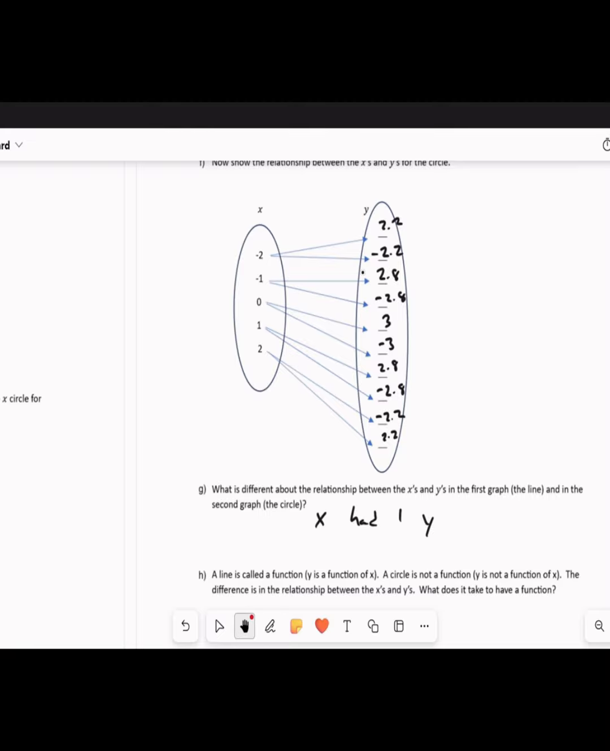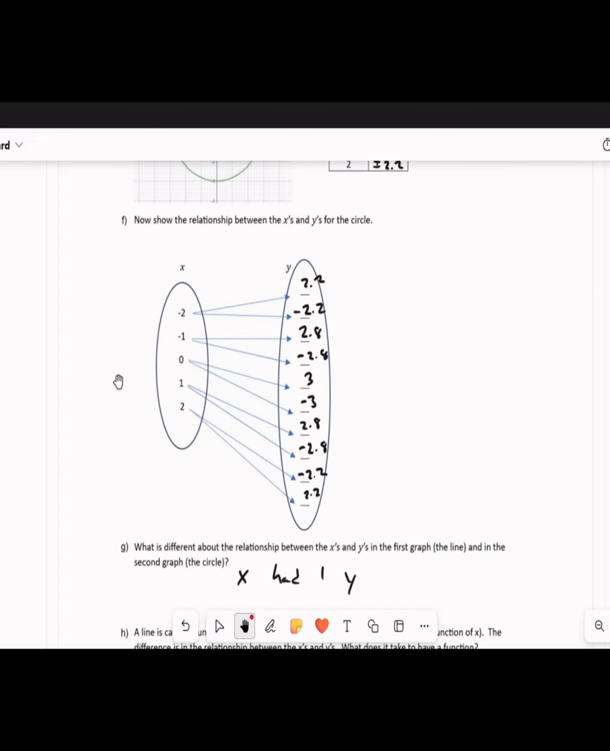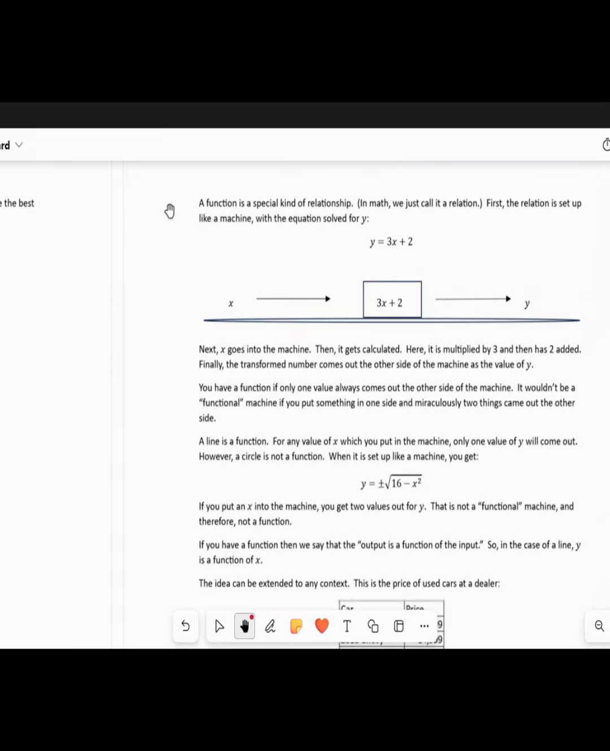So mathematicians noticed this and they gave it a name. When you have this scenario here where one x leads to one y, they just gave it the name function because it happened quite a lot. When 1 x leads to 2 y's, this is not a function.